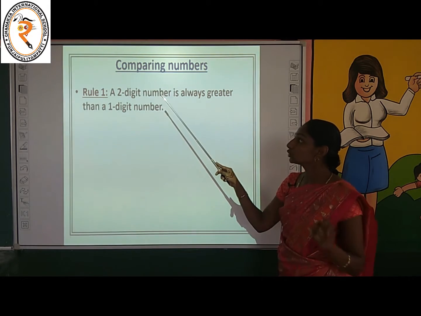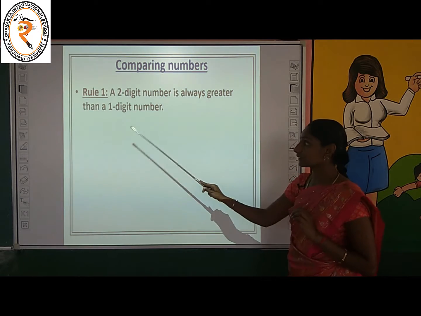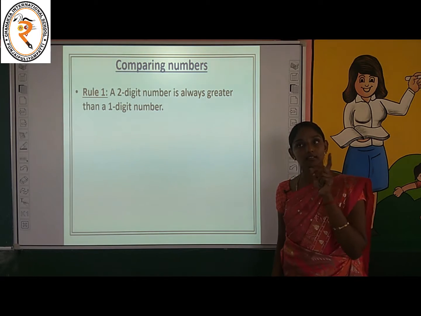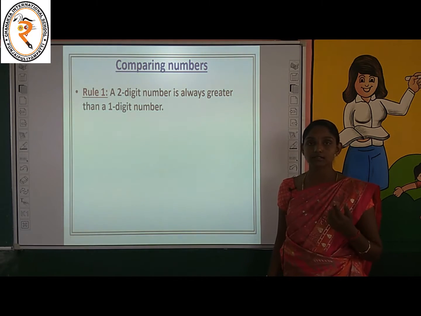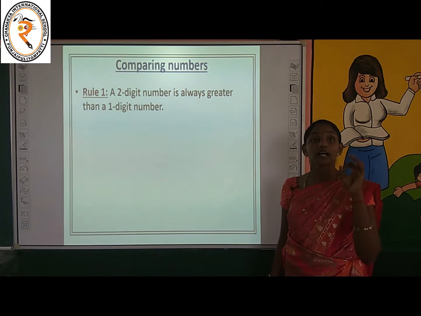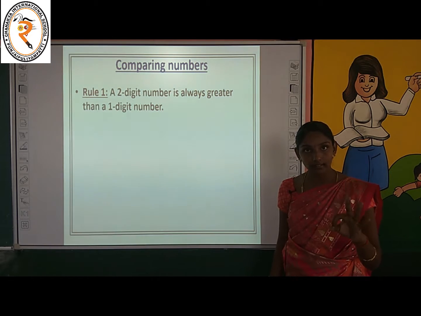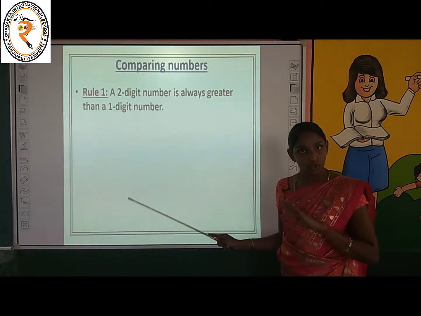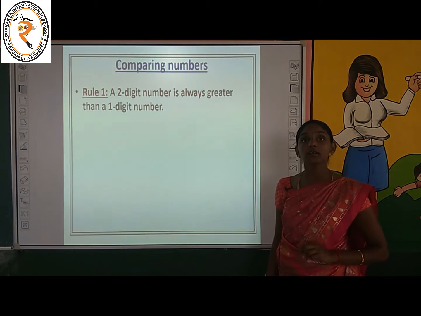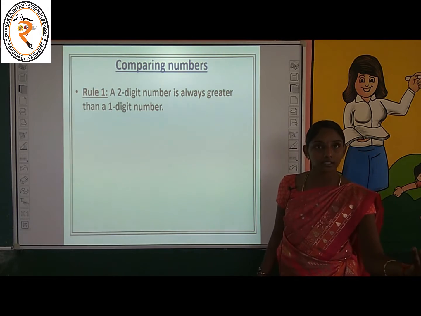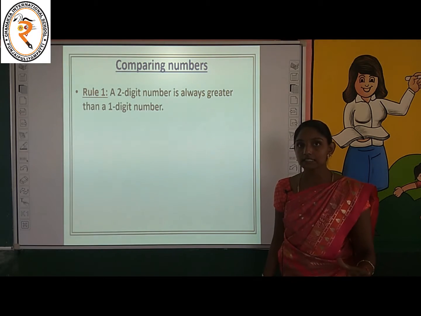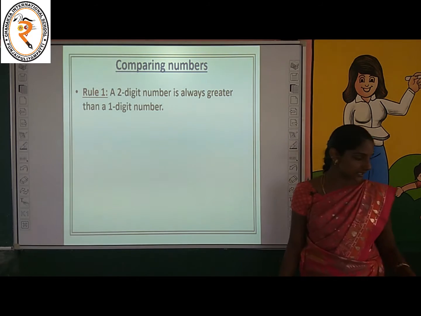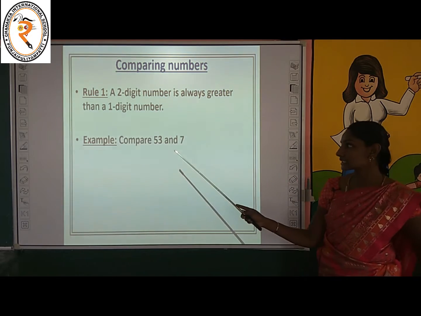A 2-digit number is always greater than a 1-digit number. Is it true? Yes. And keep this point in your mind also: a 3-digit number is always greater than a 2-digit number. When we compare a 3-digit and a 2-digit number, we can easily say that the 3-digit number is greater. Is it clear? Let's see one example.